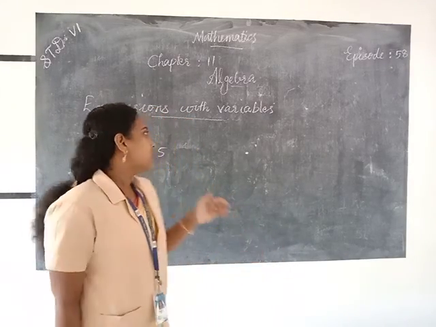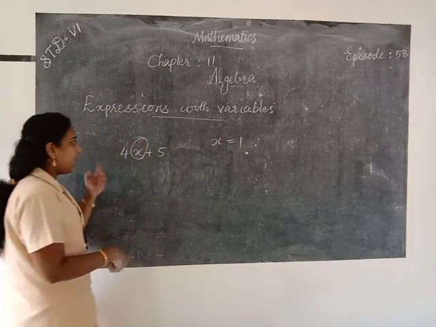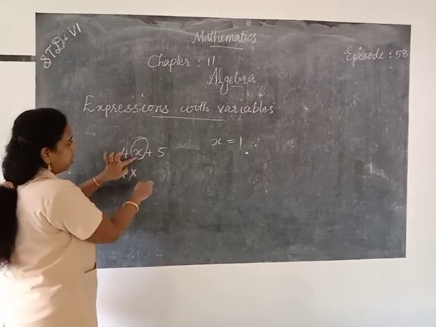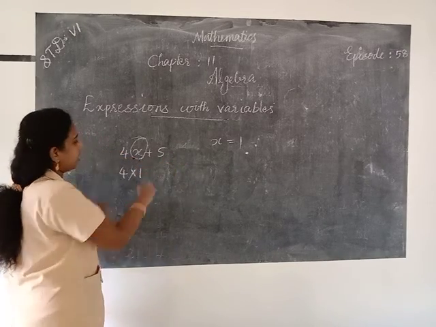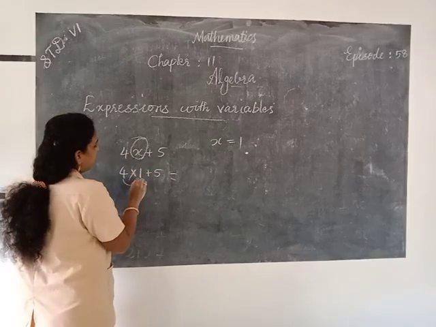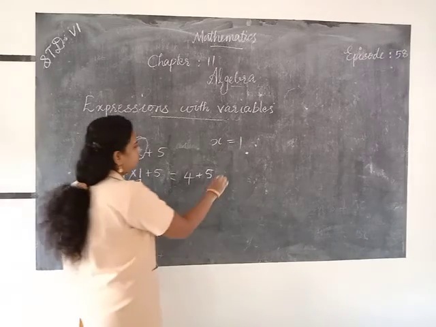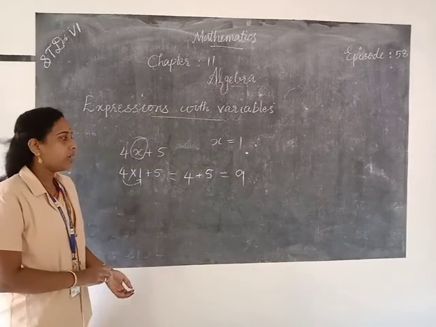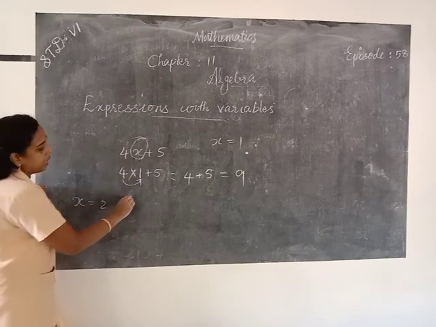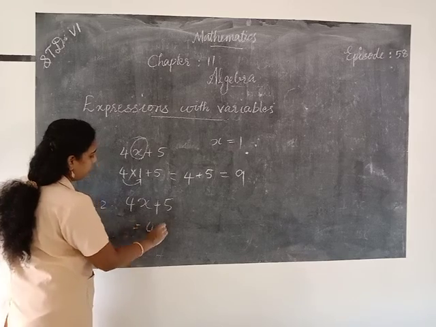It is changing. So if we take the value of x is equal to 1, then the expression becomes 4 into, put the value of x, that is 1. So 4 into 1 is 4, plus 5, that's equal to 9. Then if we take the value of x is equal to 2, then the expression 4x plus 5 becomes 4 into x.